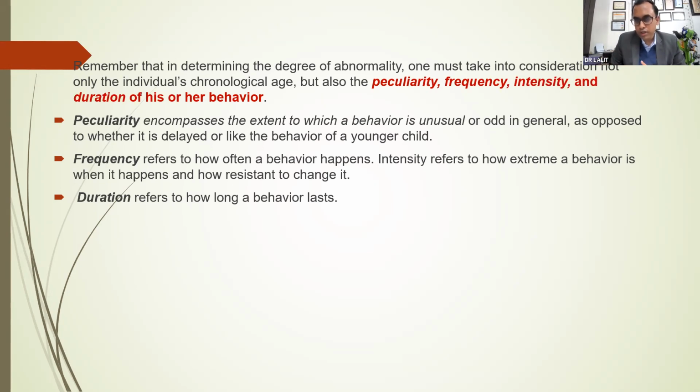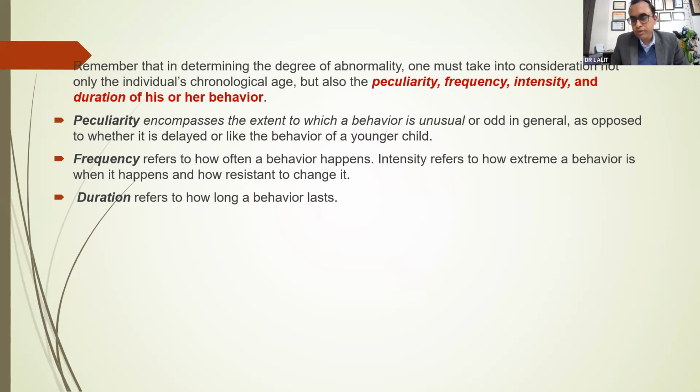So the four important things which need to be taken into consideration are peculiarity, frequency, intensity, and the duration of his or her behavior during your observational period of 15 to 20 minutes or maybe 40 minutes, depending upon how much time the individual is taking while doing the scoring. So peculiarity means the extent to which a behavior is unusual or odd in general, as to whether it is delayed or like the behavior of a younger child. So peculiarity means what type of behavior and the extent to which that unusual behavior is showing.